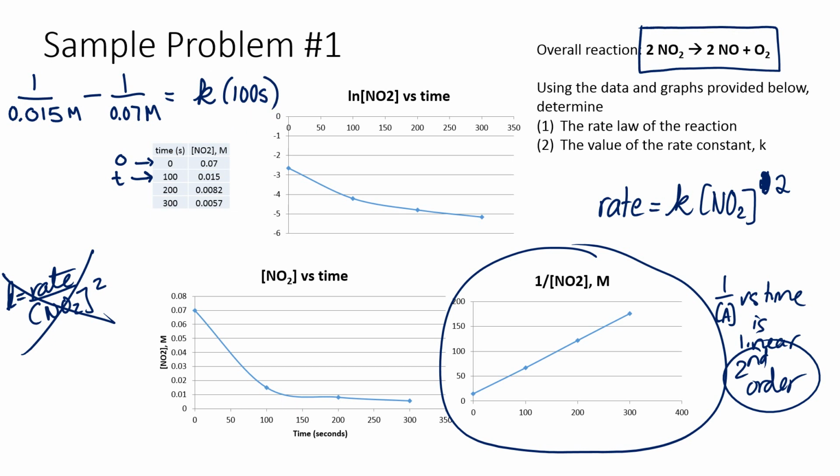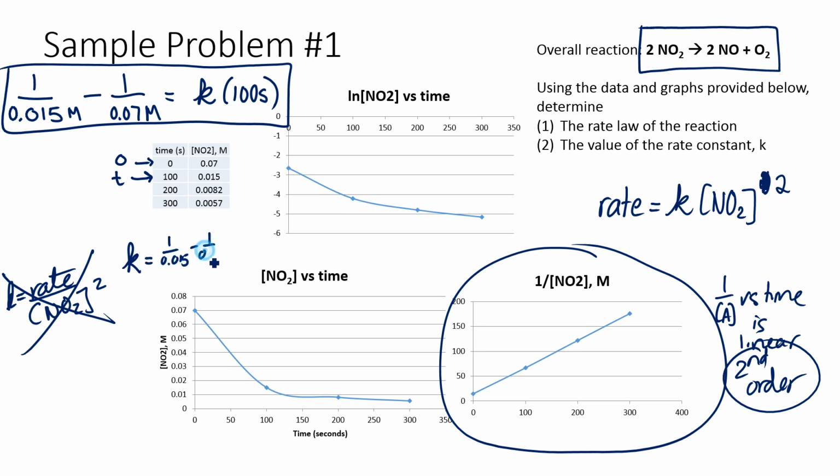I can never remember if the K is negative. No, I think the K is positive here. Okay, so here's my equation, and I'm going to rearrange and solve for K. So K equals 1 over 0.015 minus 1 over 0.07, and then the units on the top are 1 over molarity, and you're going to divide it by 100 seconds. And when you plug that in your calculator, you should get something around 0.52, and the units are 1 over molarity second, or you could write that as 0.52 M^-1 s^-1. So you get somewhere between 0.52 and 0.53.